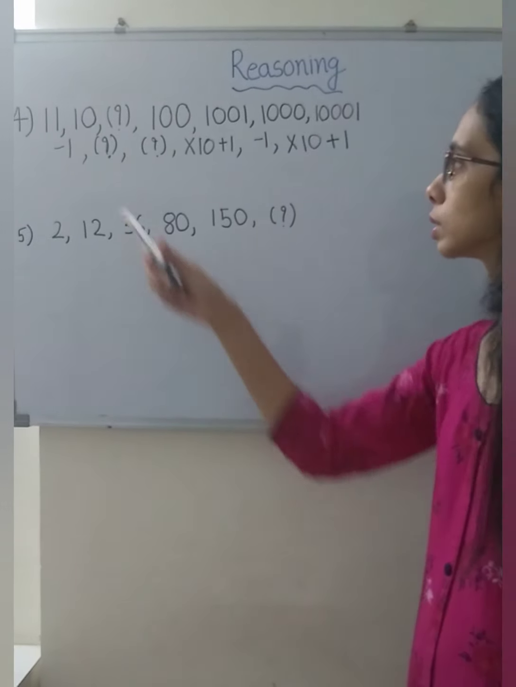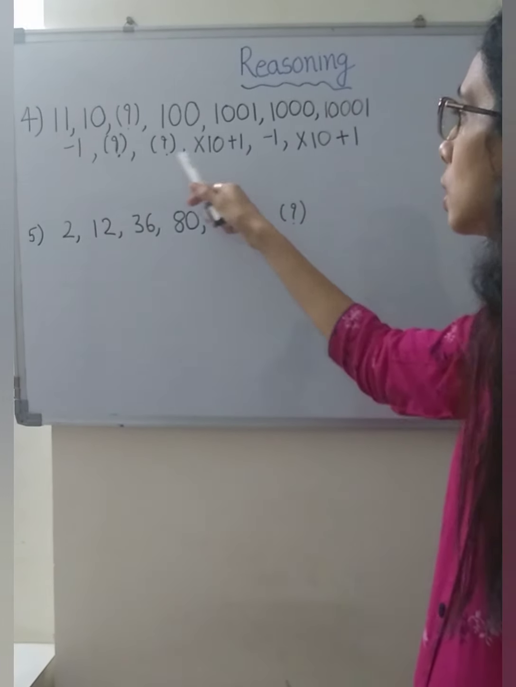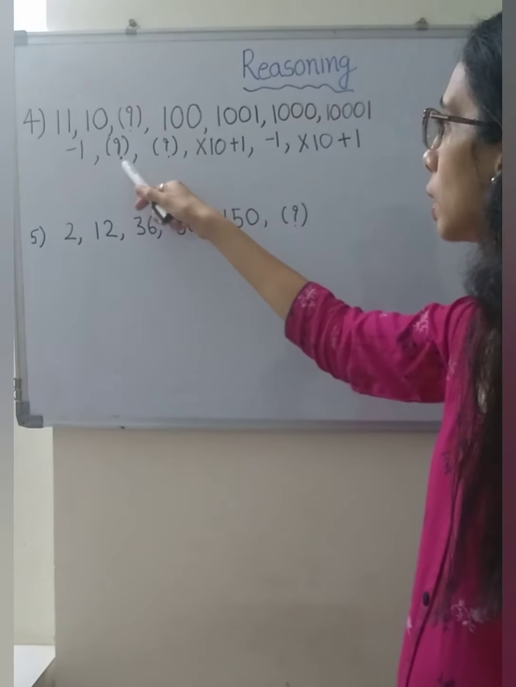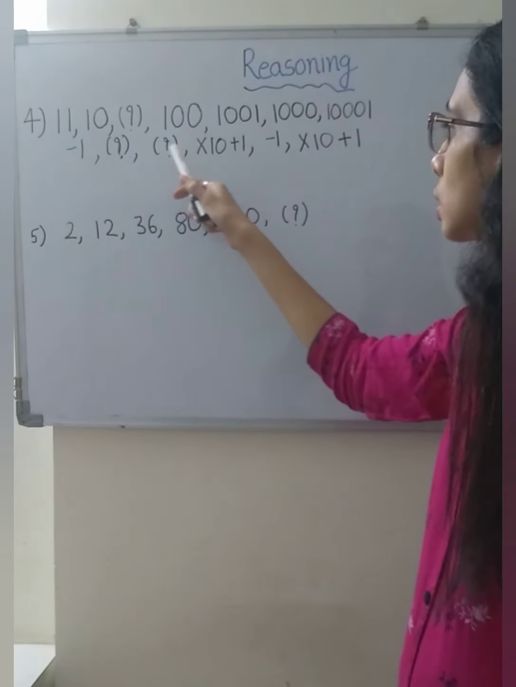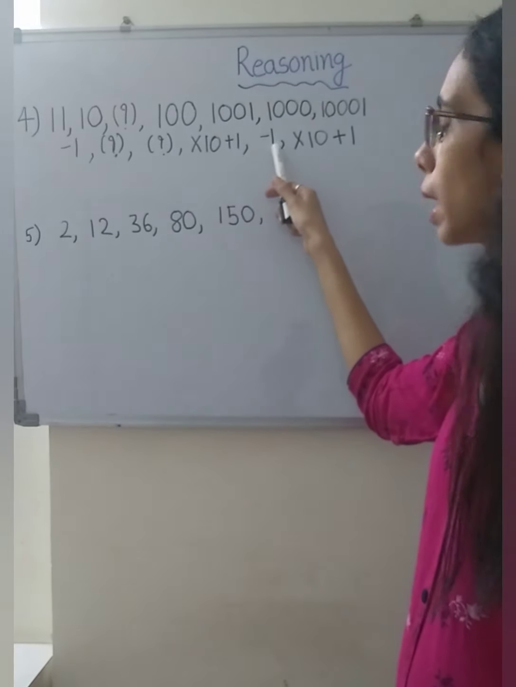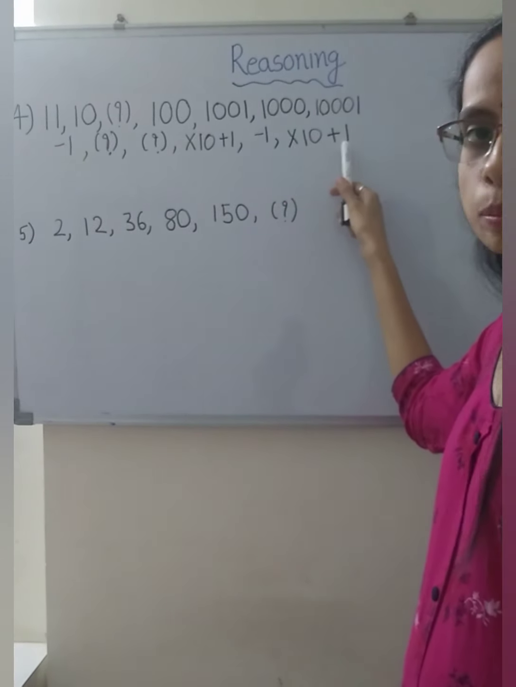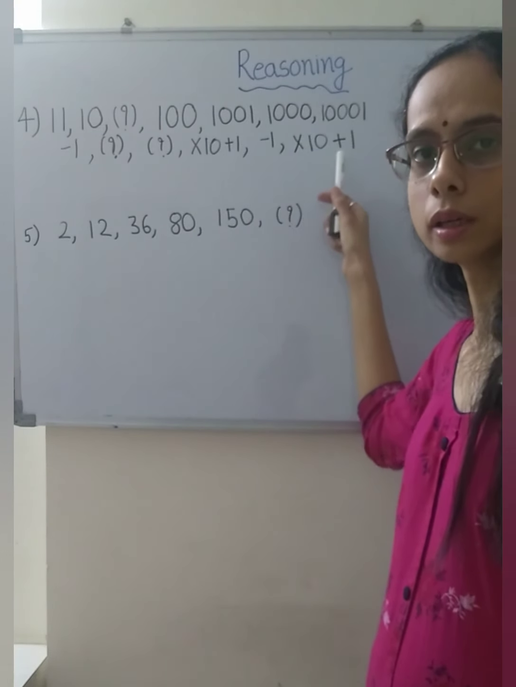Fine. So this way now, which pattern is going on continuously? -1, then multiply by 10 plus 1. Then -1, then multiply by 10 plus 1. -1, multiply by 10 plus 1. This series is continuously repeating again and again.